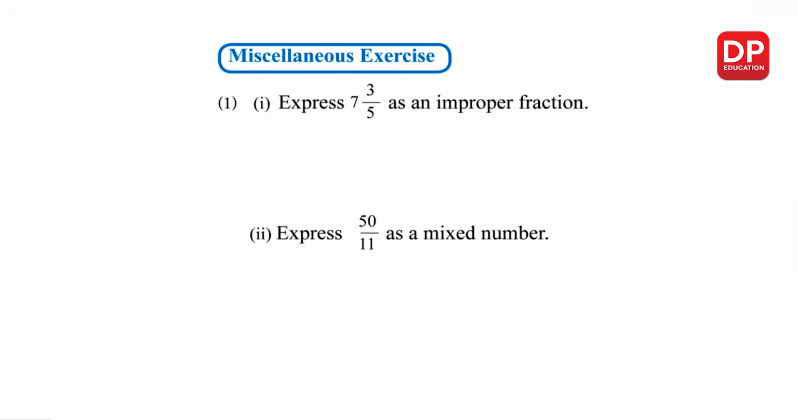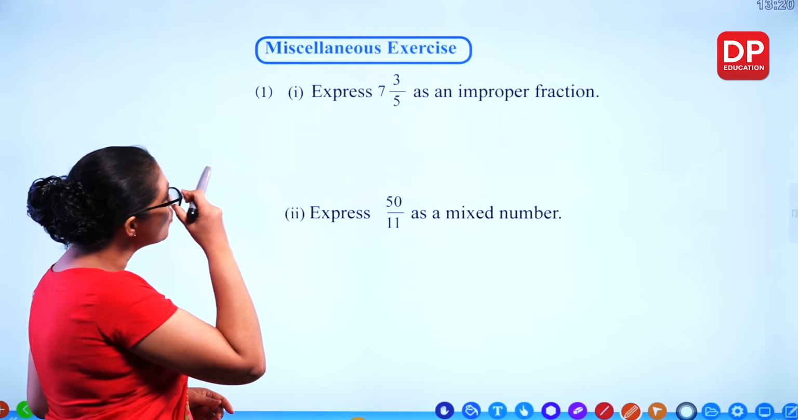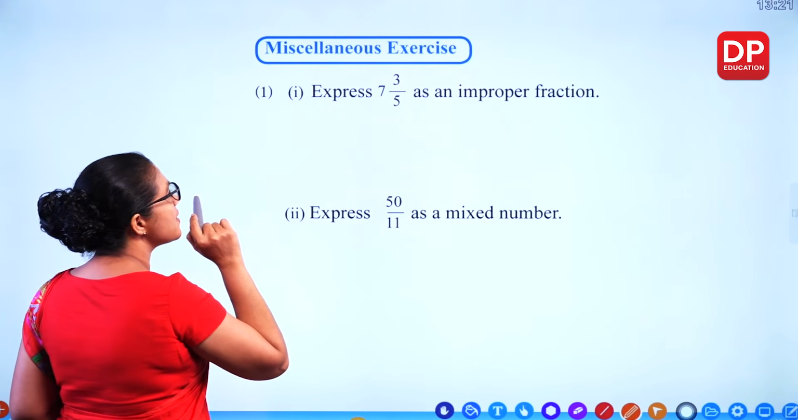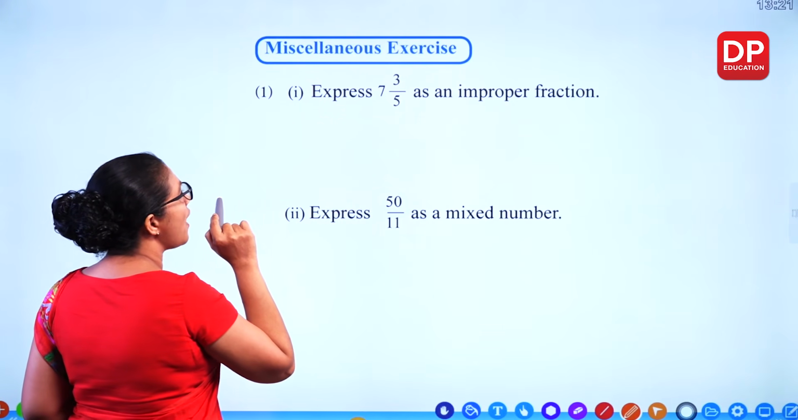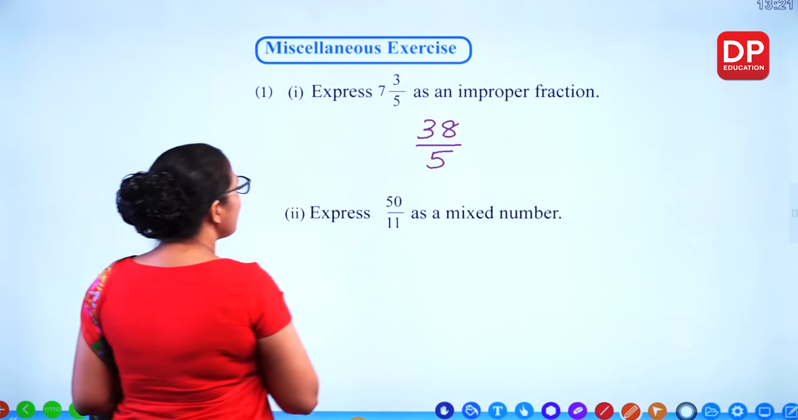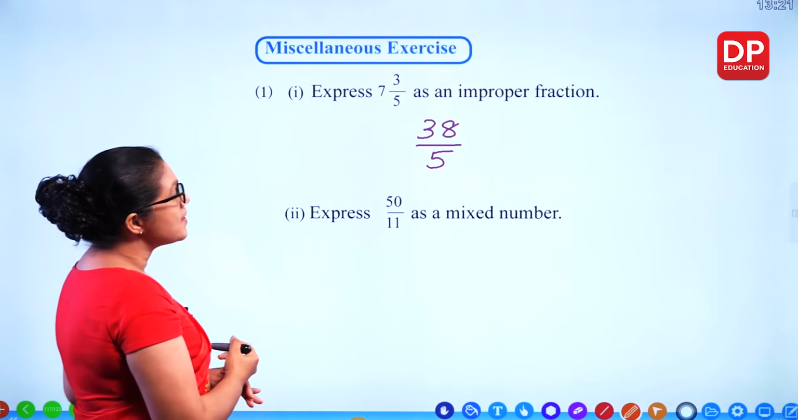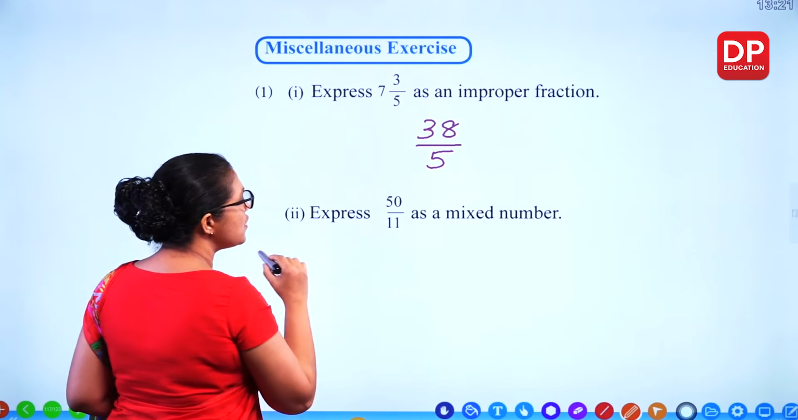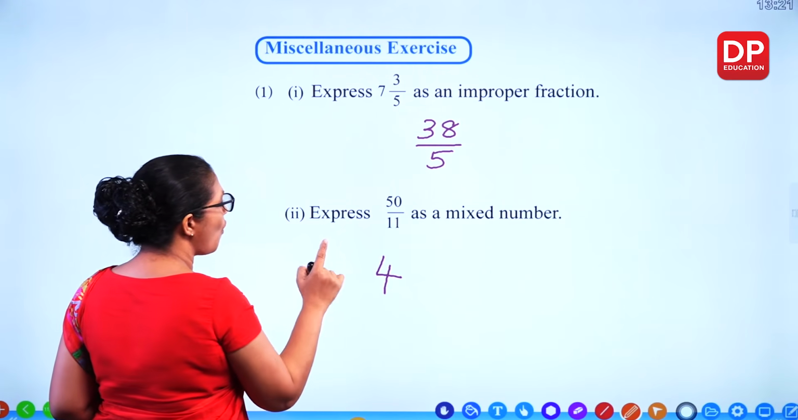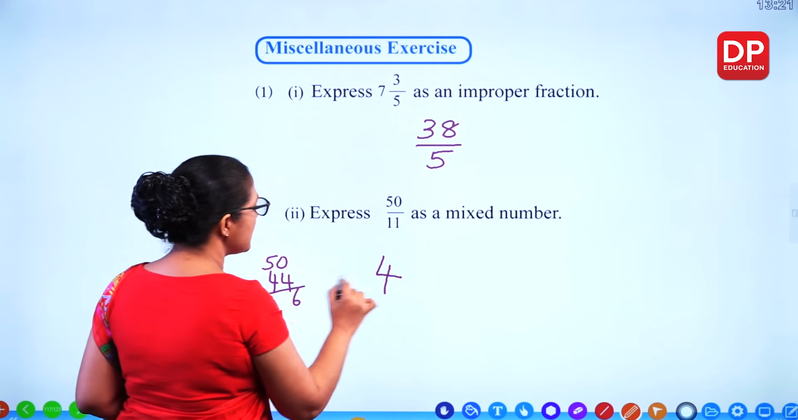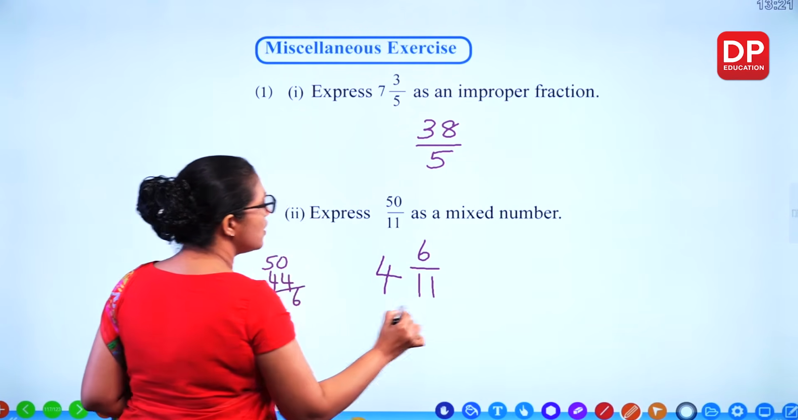Miscellaneous exercise. Express 7 and 3 over 5 as an improper fraction. So what we do? We multiply these two and add the numerator. 7 times 5, 35. 35 plus 3, 38. Express 50 over 11 as a mixed number. Then you do long division. How many 11s for 50? That's 4. 44. 50 minus 44. You get 6. 6 parts out of 11.